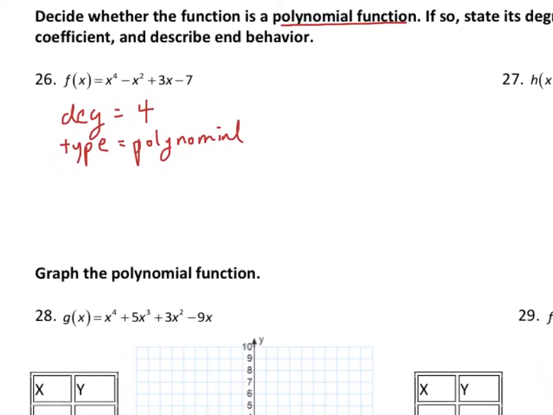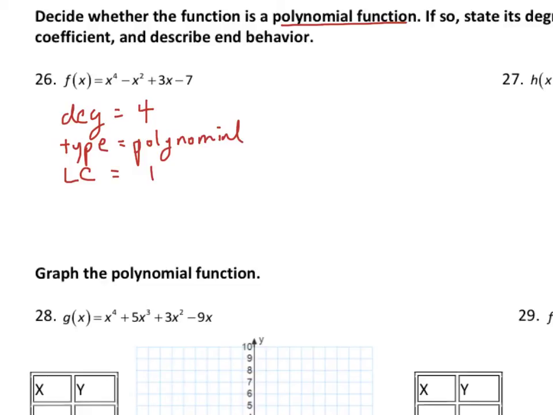So what is the leading coefficient? Well, the leading coefficient is the number in front of the x with the highest power. So the number in front of x with highest power is simply 1. The leading coefficient is the number in front of x to the 4th. Nothing fancy there. The leading coefficient is 1.